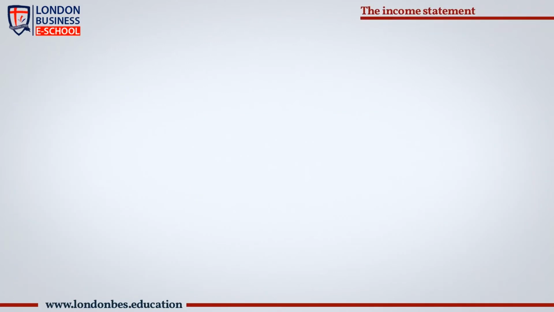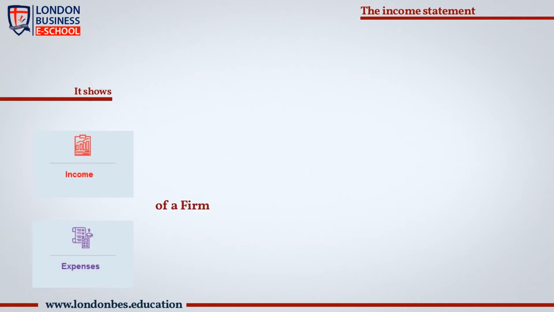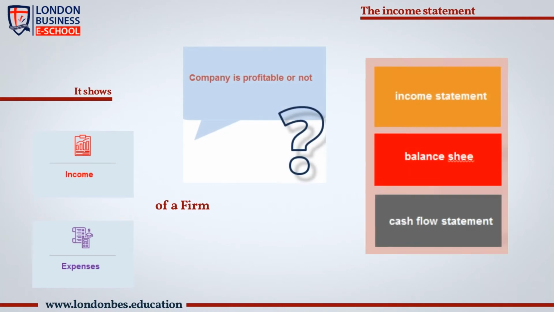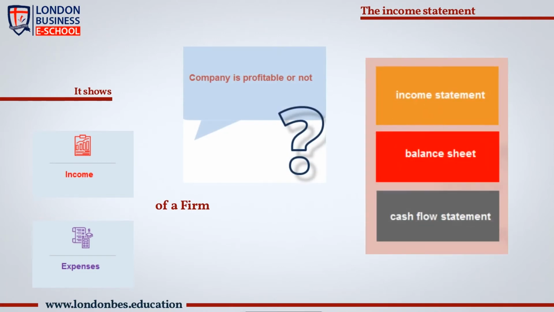The income statement. An income statement is a financial statement that shows the income and expenses of a firm. It also reveals if a company is profitable or not over a given time period. The income statement, together with the balance sheet and cash flow statement, aids in the understanding of your company's financial stability. A profit and loss statement, a statement of operations, a financial result or income, or an earnings statement are all terms used to describe the income statement.